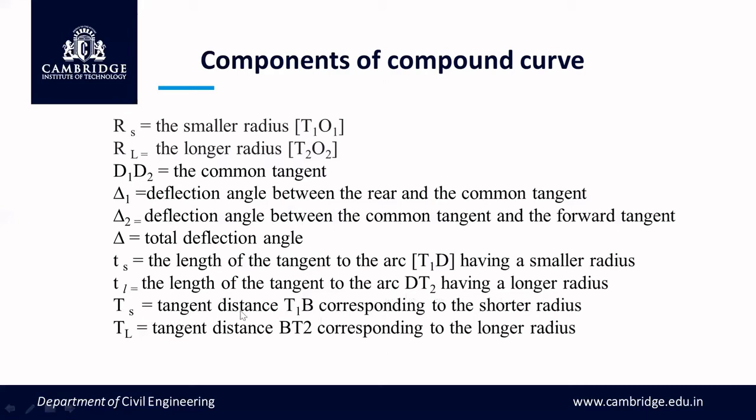Ts is equal to the tangent distance T1B corresponding to the shorter radius. TL is the tangent distance BT2 corresponding to the longer radius.